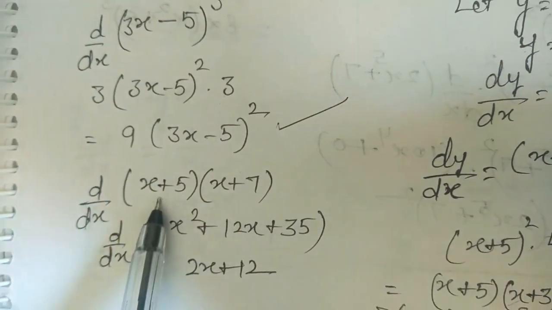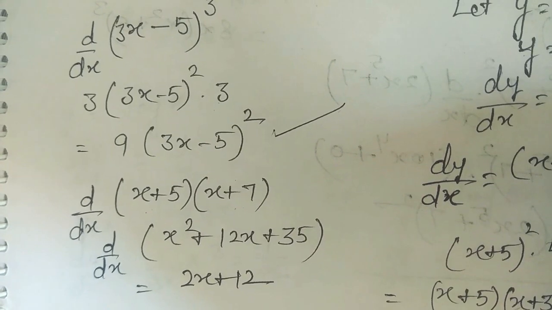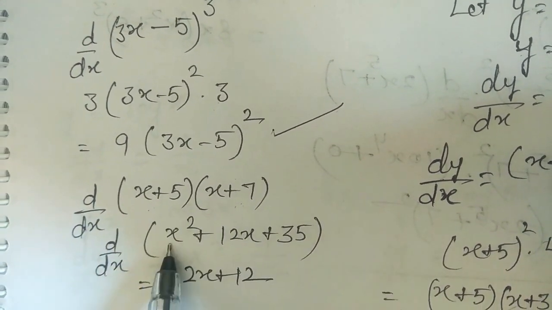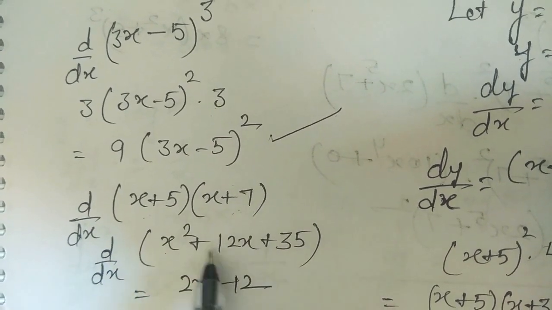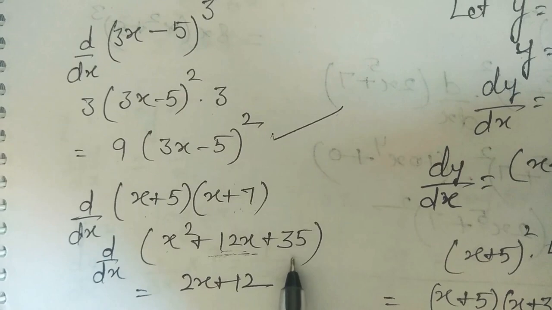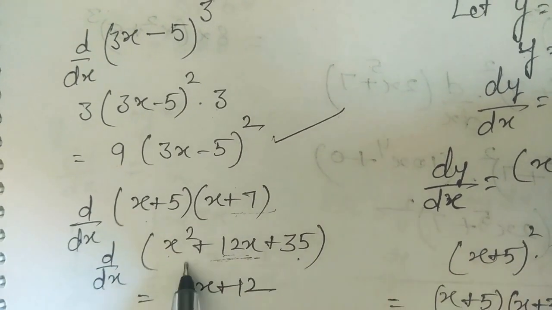Suppose the question is in this form. Find the derivative of (x plus 5) into (x plus 7). So we can multiply these. Firstly, we will multiply these. x into x, x square. x into 7, 7x. 5 into x, 5x. So it will be 12x. And 5 sevens are 35. After multiplication, we will get this.